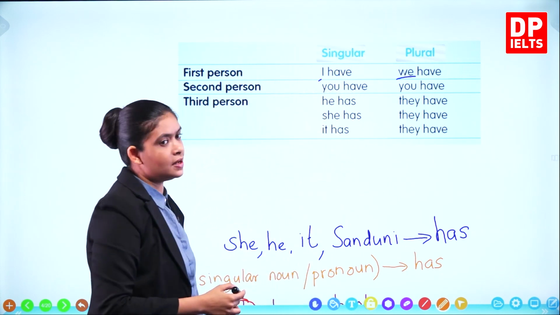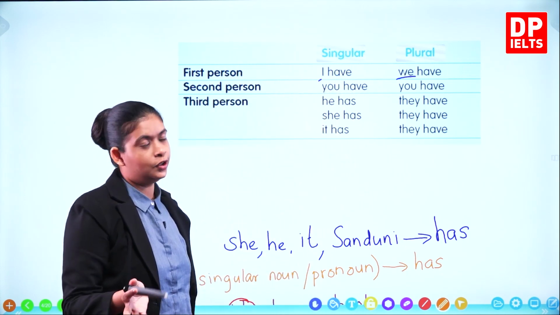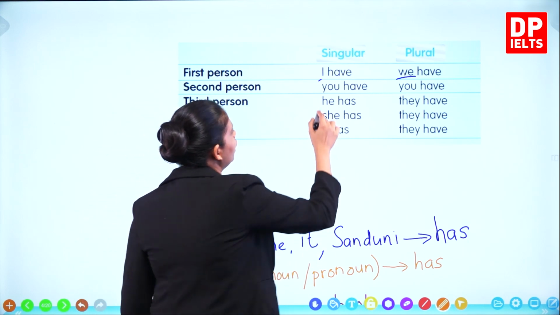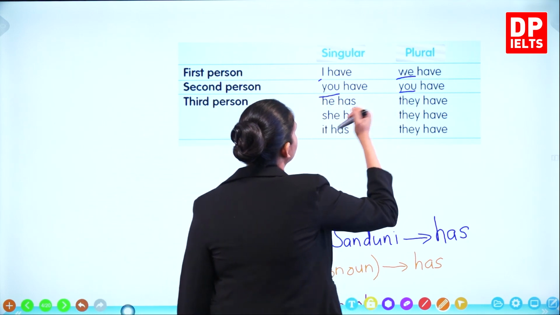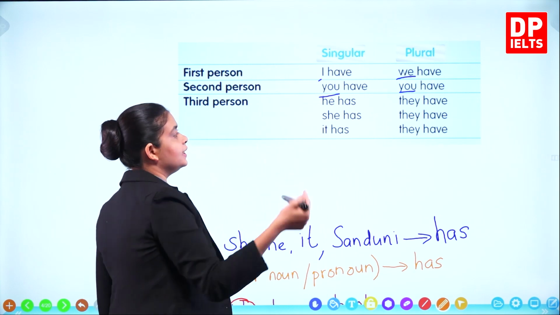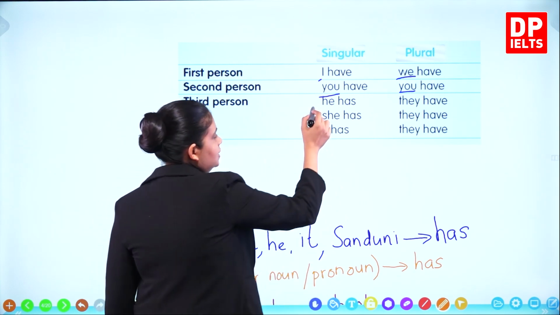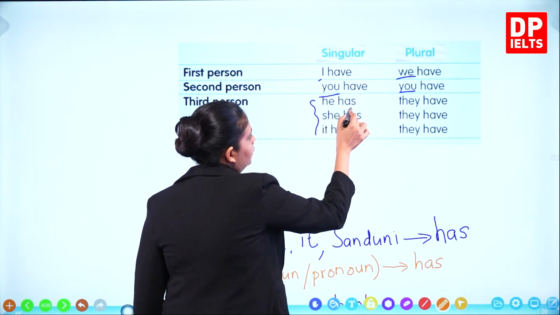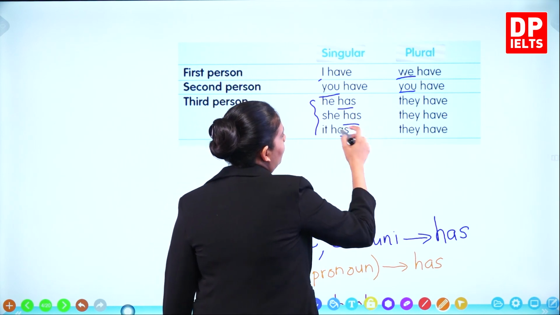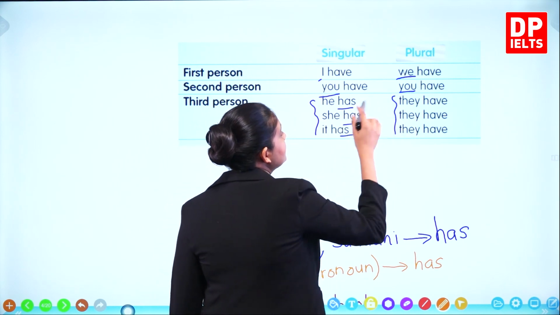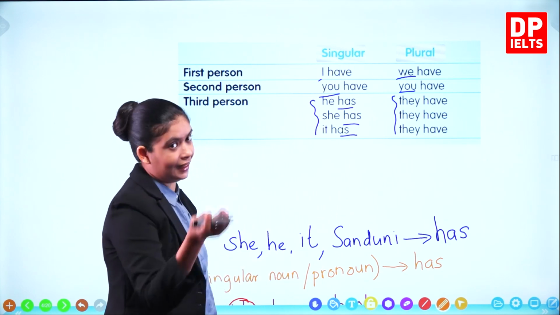In the second person, it is always you. We don't change it, so it has to be you. Third person, he, she, it. So these three are singular, so it goes with has. When they change, it becomes they. We don't say we, they.